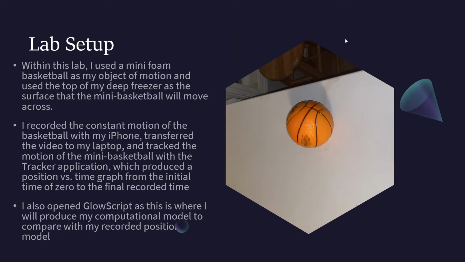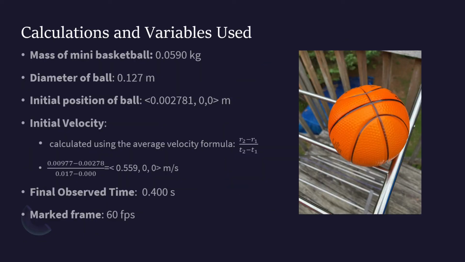This slide represents the setup for my lab, where I used a mini basketball in constant motion. I calculated the mass and diameter of the basketball, as well as the initial position, which is moving in the positive x direction. To calculate the initial velocity, I use the average velocity formula, which is position 2 minus position 1 over the second time interval minus the first time interval. I then recorded the final observed time as well as the frame rate, which is 60 frames per second.